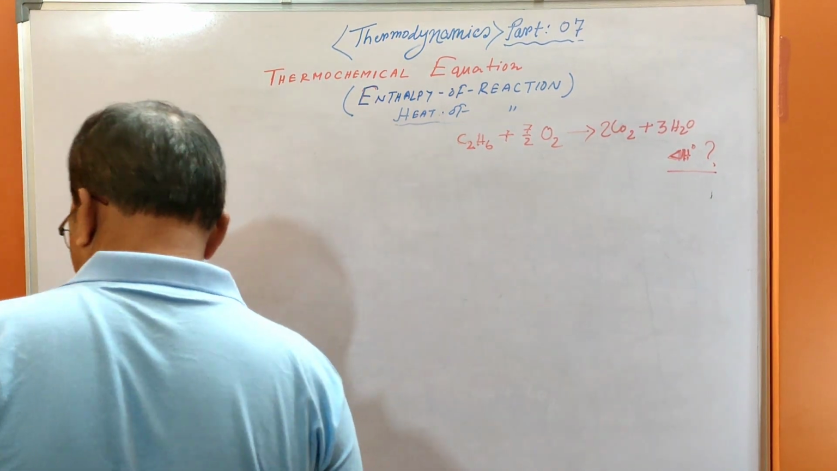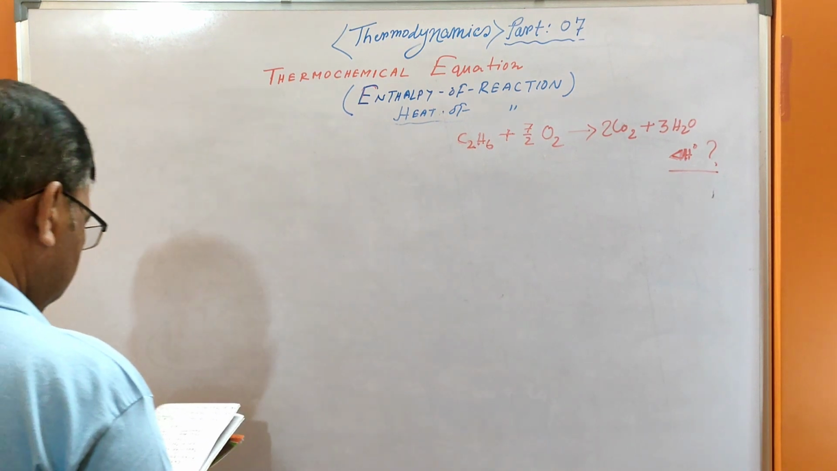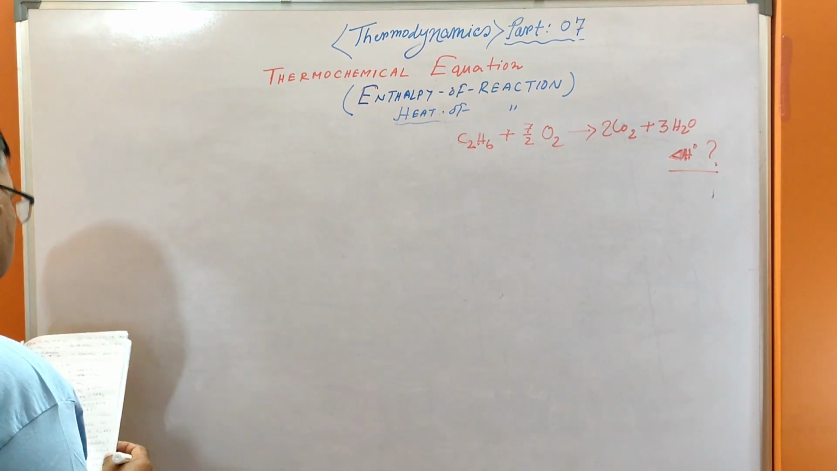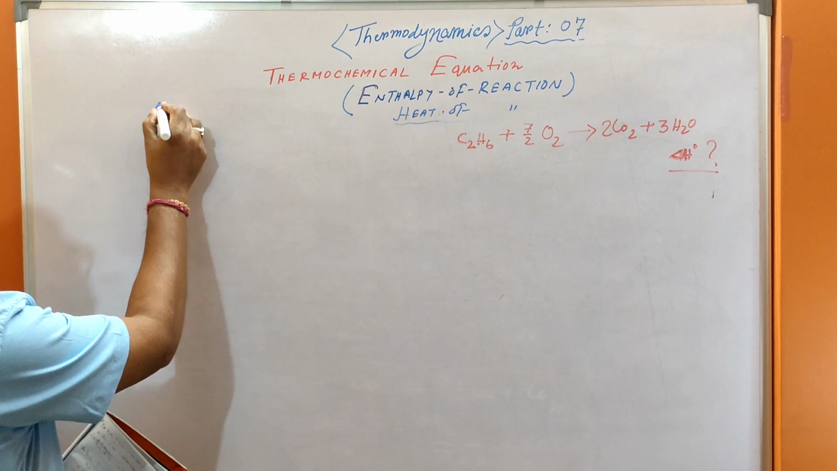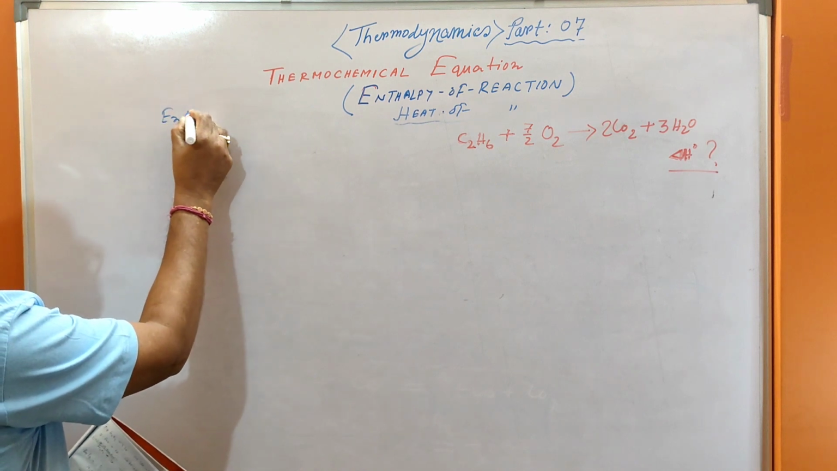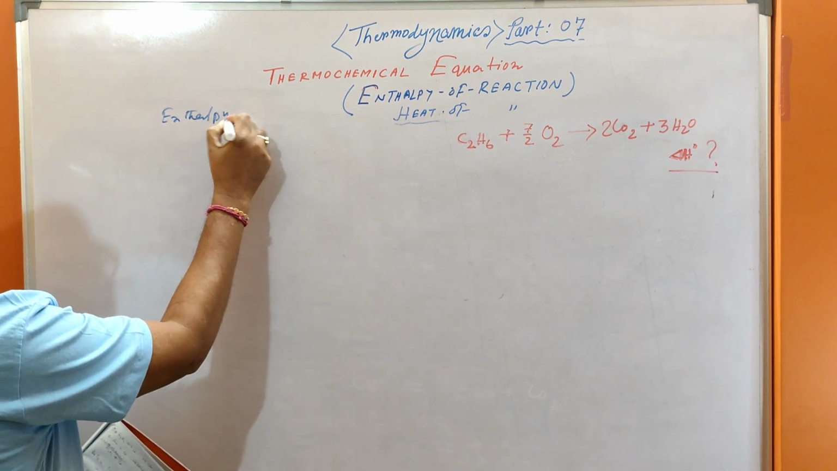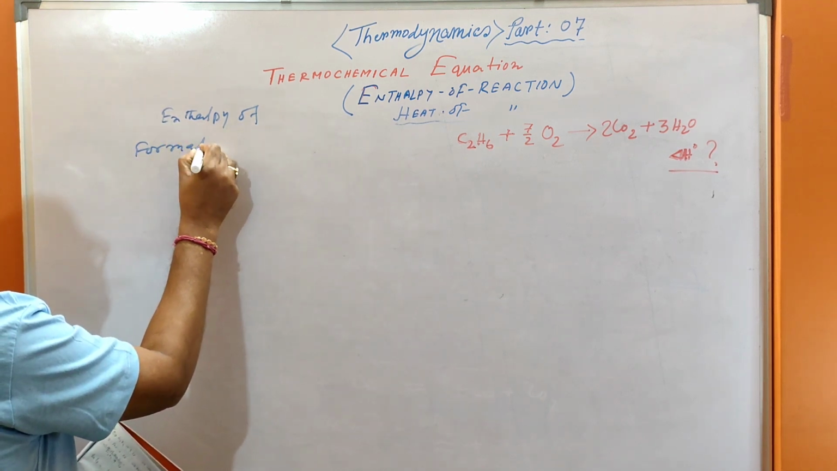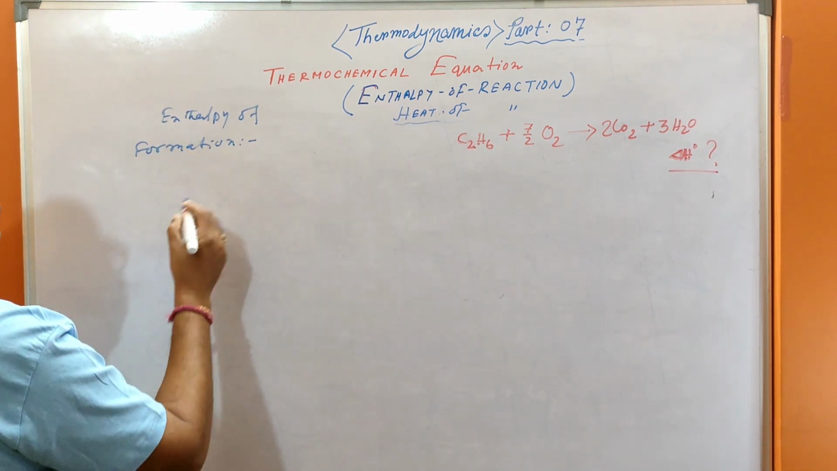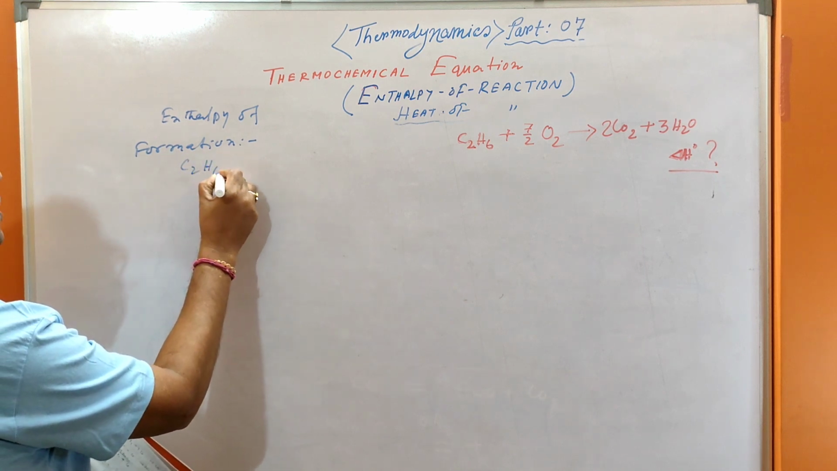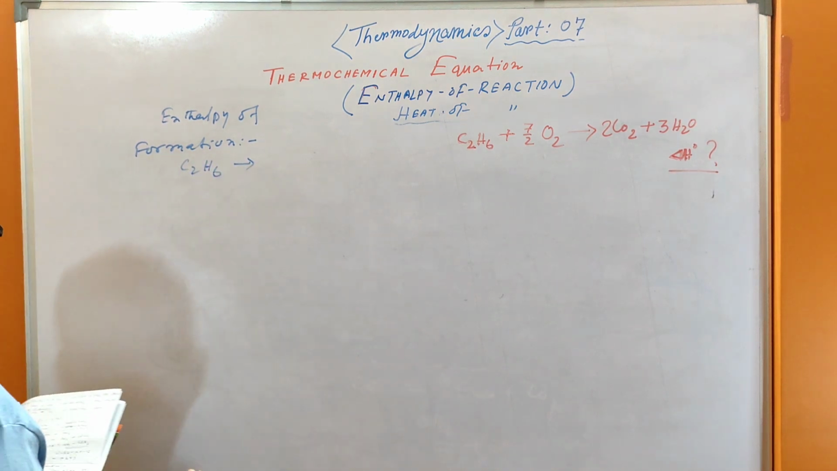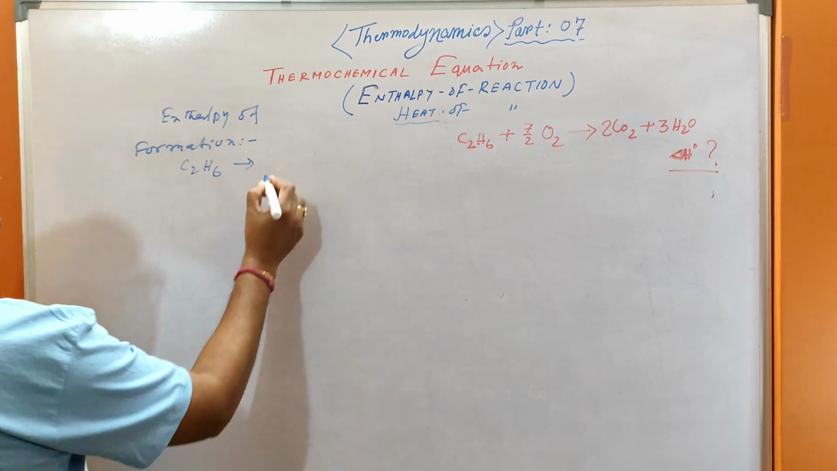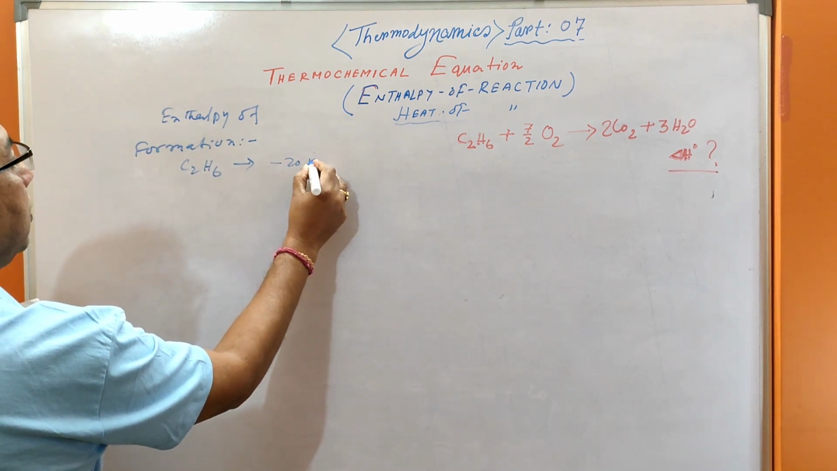Here, the enthalpy of formation of C2H6 is given: minus 20 kilojoule.